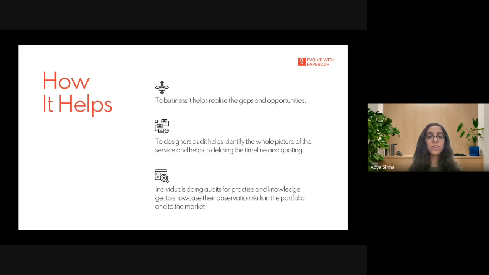And if we talk about an individual, there are a lot of people who also wonder how it helps an individual. So doing an audit for an individual, for practice or knowledge, can help showcase their observation skills in portfolios as well as to the market.